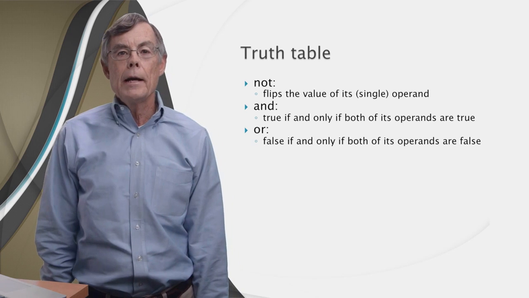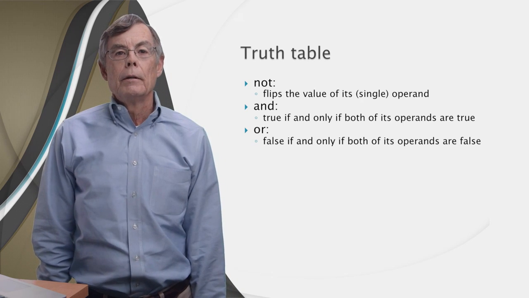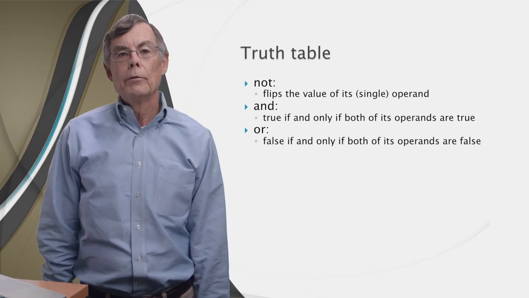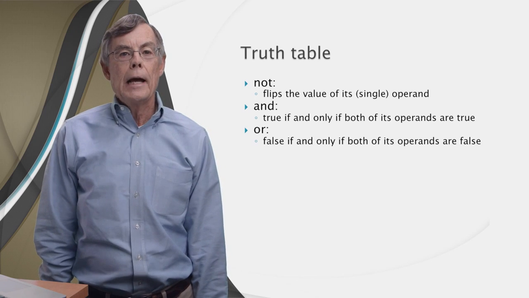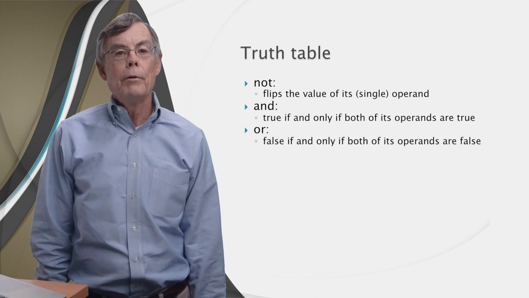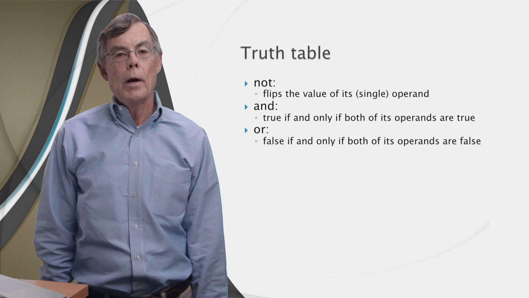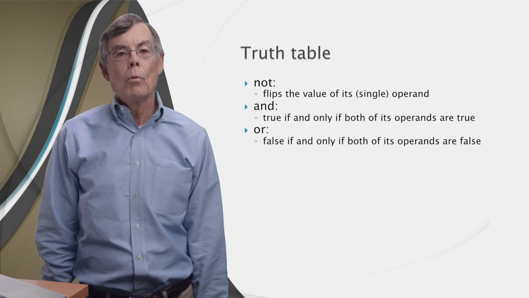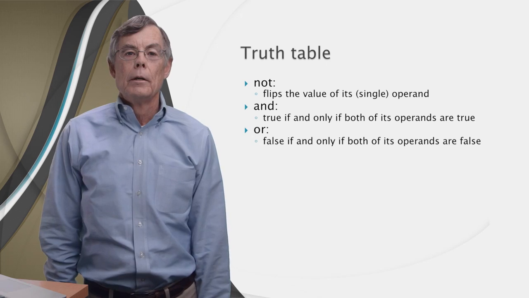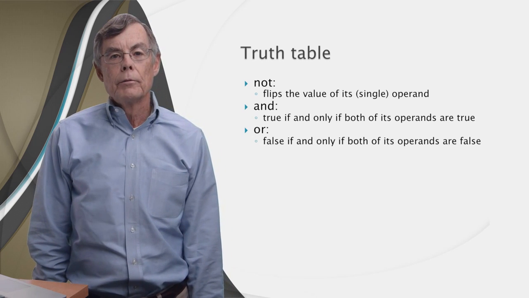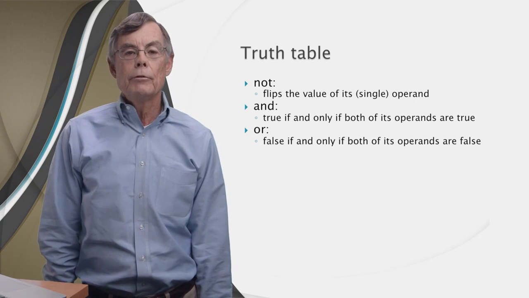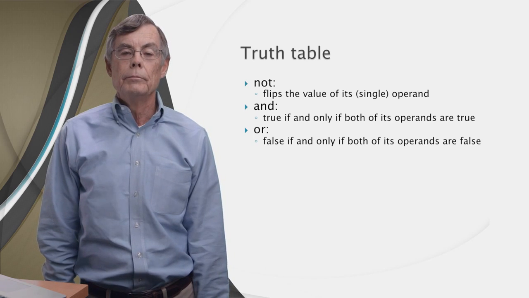And and or are binary operators. They combine the value of 2 operands. The result of and is true if and only if both of its operands are true. Otherwise, it's false. Or works the opposite way. The result of or is false if and only if both of its operands are false. Otherwise, it's true.